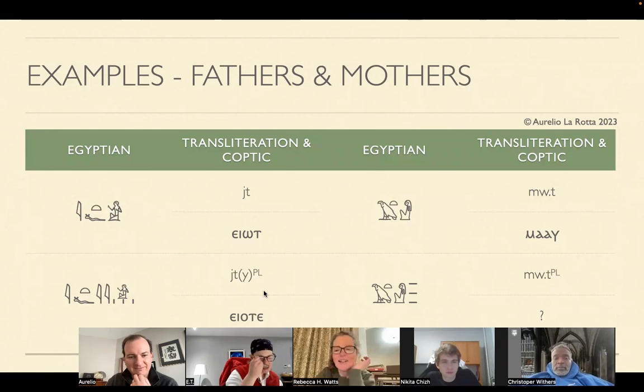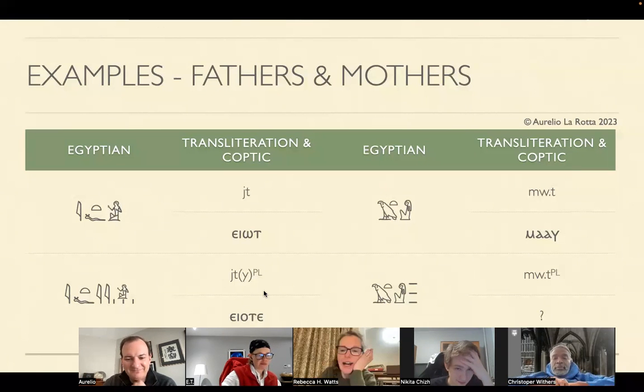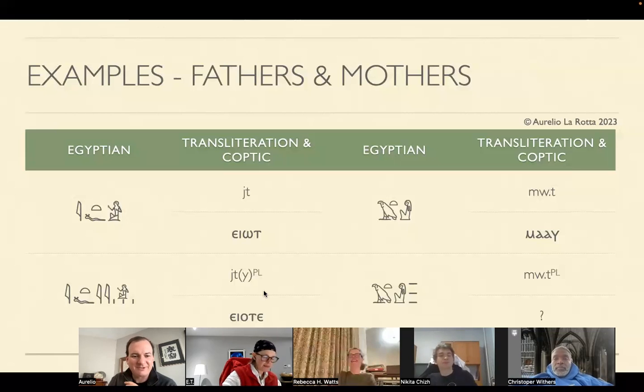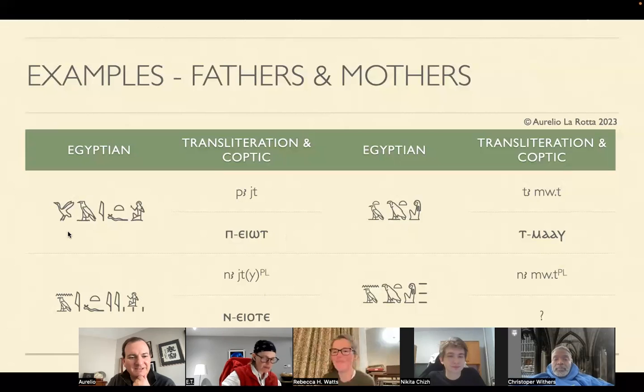Plural father is na, et. Probably, yes. Plural mother na moot. That's right. Perfect. 100% correct. That's exactly what it is. So good. Well done. Pa-it, or in Coptic, epiot.